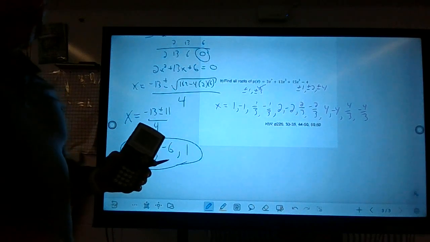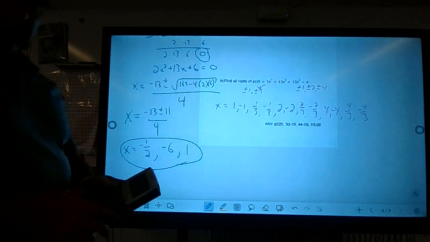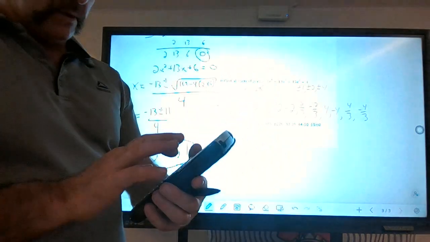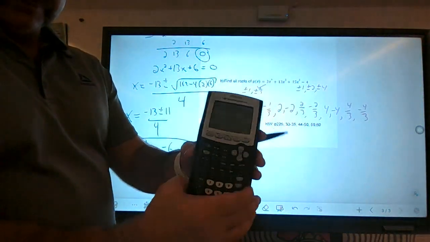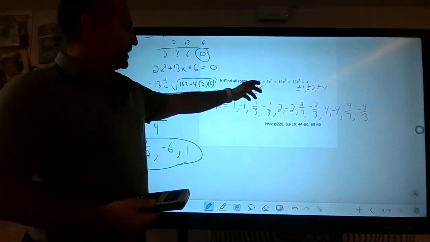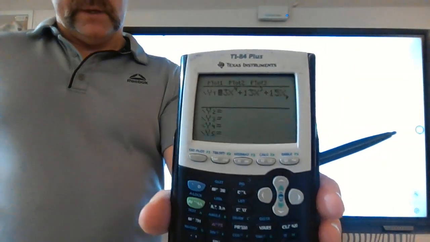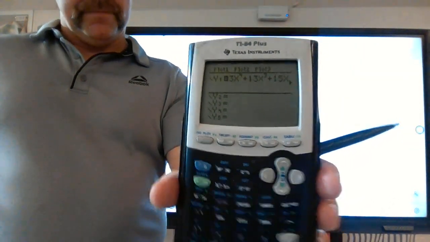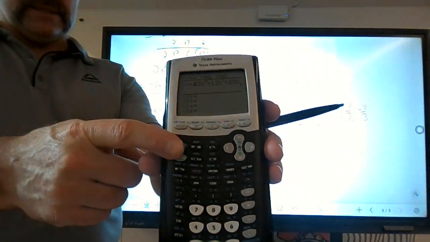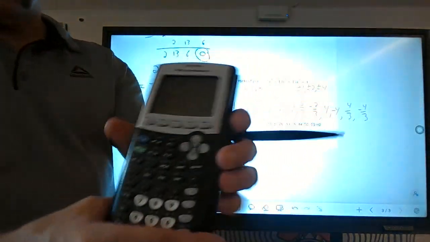All right, what I'm going to show you now is how to fast track this a little bit. So we're going to go into our calculators here. Y equals, and punch this into your y equals. All right, so there we go. I punch that in. Next thing I'm going to do is go to second, this blue button, table, all the way over here, the graph button.